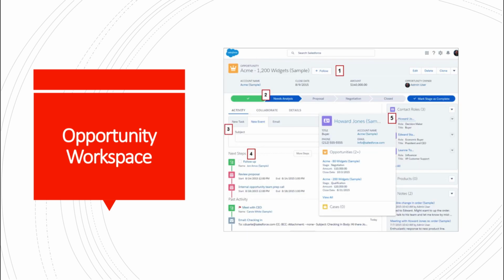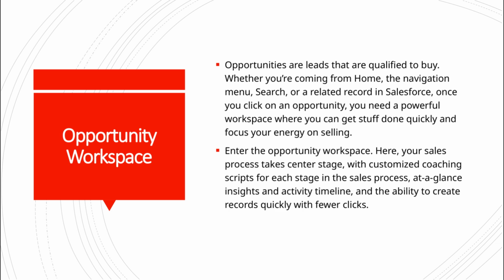Once you're ready to dive into a specific deal, you'll move into the Opportunity Workspace. The Opportunity Workspace is where the real selling happens. It's a powerful environment optimized for action. Here, your sales process is front and center, complete with coaching scripts for every stage to guide your strategy. You can see a full timeline of activities and create records with just a few clicks, ensuring your energy stays focused on closing the deal rather than data entry.